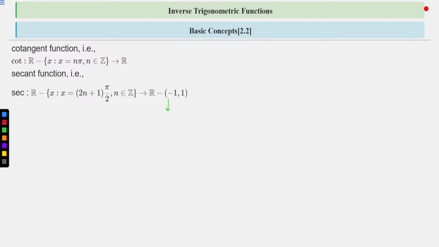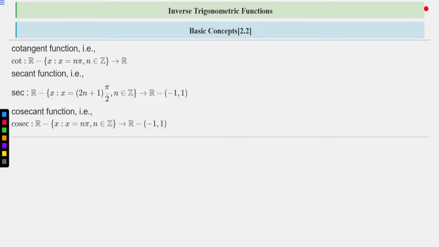So we can write this one, and this both are the same thing, right? We can write this as well and this as well. Both are the same thing, right? Okay. Cosecant function, that is cosec theta, is defined from all real values except n pi to all real values except -1 to 1, right? So we have seen the domain and ranges of different trigonometric functions. Okay.